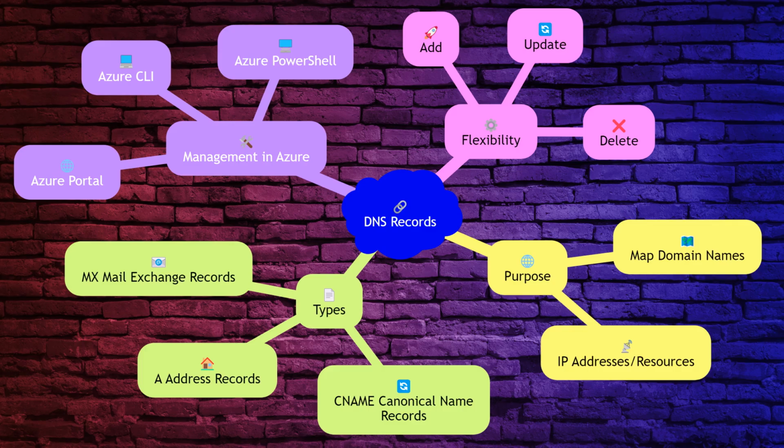DNS records are essential components of a DNS zone. They map domain names to IP addresses or other resources. Common types of DNS records include A, Address records, CNAME, canonical name records, and MX, mail exchange records. In Azure DNS, you can add, update, or delete DNS records using the Azure Portal, Azure CLI, or Azure PowerShell. This flexibility allows you to manage your DNS records efficiently and ensure that your domain names resolve correctly.